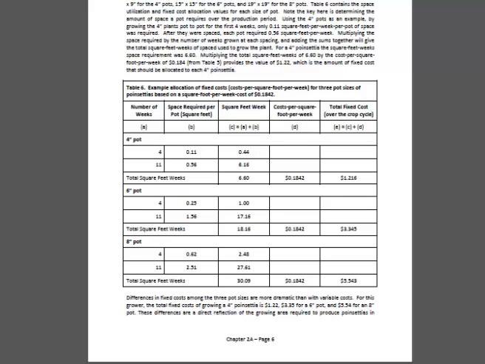On the last page or the last slide, we said that the cost per square foot per week was 18.4 cents. So if we multiply 18.4 cents by the number of square feet weeks, which is 30.09, we'll find that the total fixed cost for an 8-inch pot poinsettia is $5.54.